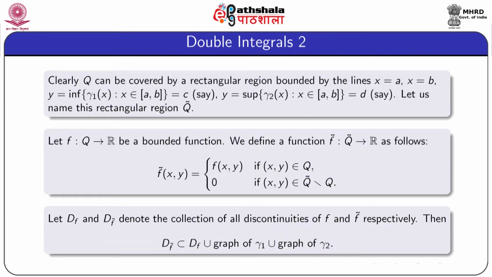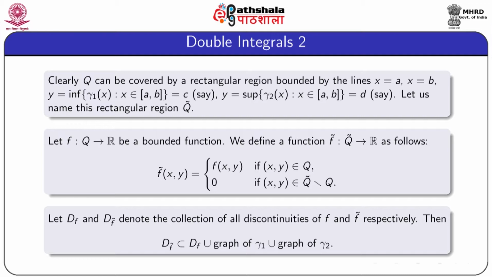Clearly, Q can be covered by a rectangular region bounded by the lines x equal to a, x equal to b, y equal to the infimum of gamma 1 of x where x is in [a, b], say c, and y equal to the supremum of gamma 2 of x where x is between a and b, equal to d, say. We name this rectangular region Q tilde.